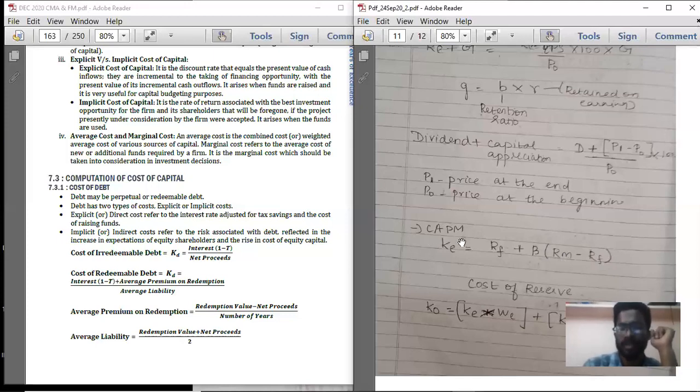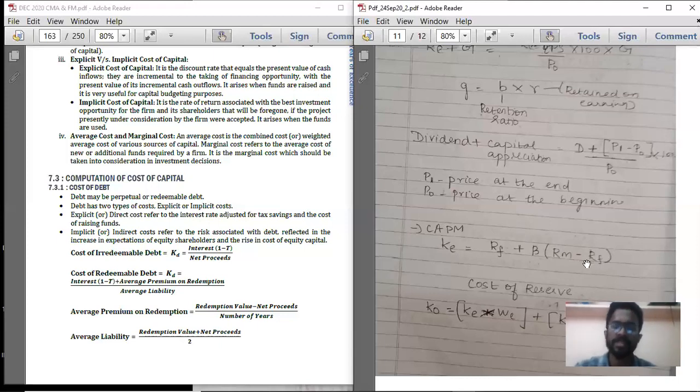Because of purchasing this share, what is the risk premium you have taken? That can be calculated by RM minus RF into beta. If you do that, you will get the risk taken in addition to the risk-free rate of return. If you add both, you will get the cost of equity. Very easy concept. RF they will give directly. Beta is nothing but the risk involved in purchasing the share. RM minus RF is the return from the market minus the risk-free rate of return. That is the risk premium.